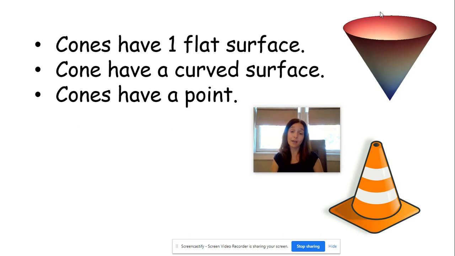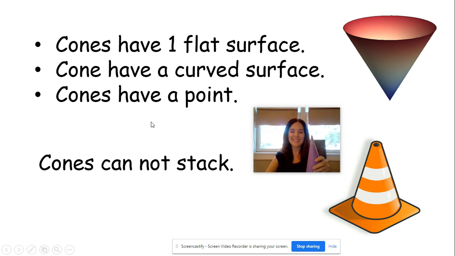Okay, now let's try to answer our two questions. Can you stack a cone? What do you think? Would I be able to put another cone on top of this cone? No. Cones cannot stack because of the point. You would not be able to get another cone on top. It would not stay.